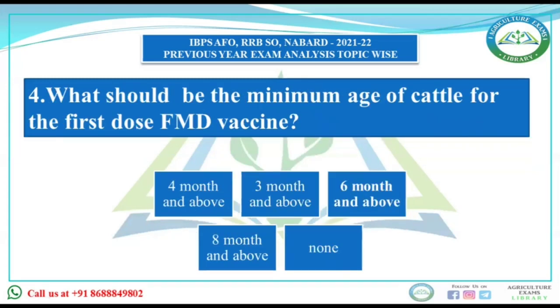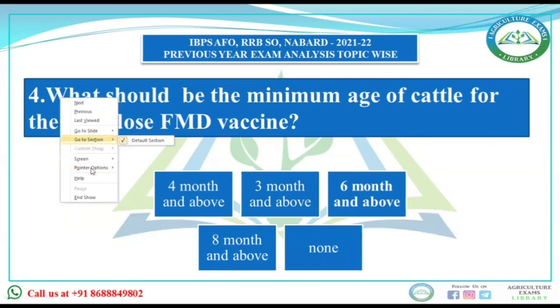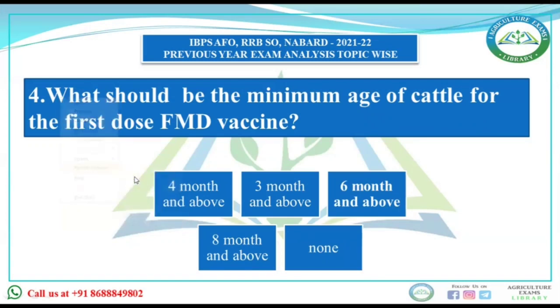Next question is, what should be the minimum age of cattle for the first dose of FMD vaccine? What is FMD vaccine? FMD, foot and mouth disease vaccine. See, when you talk about the FMD, then it is 4 months. Ideally, if the calf is of 4 months or above, then the first dose should be given. But 4 months and above.